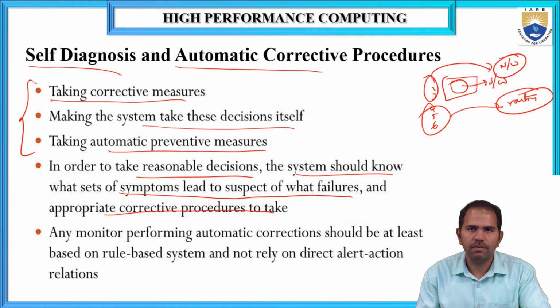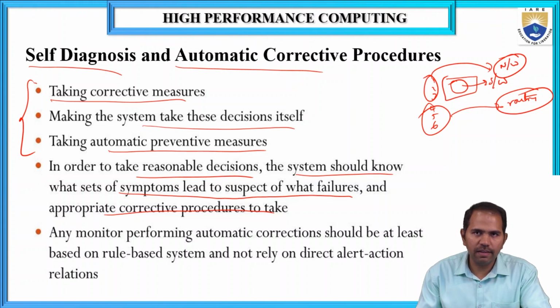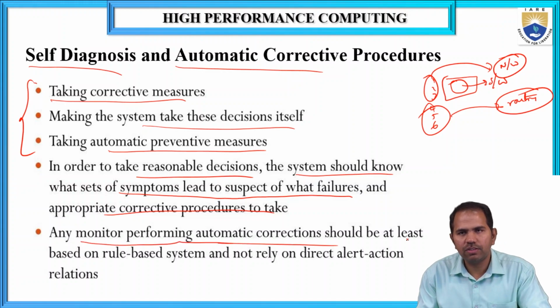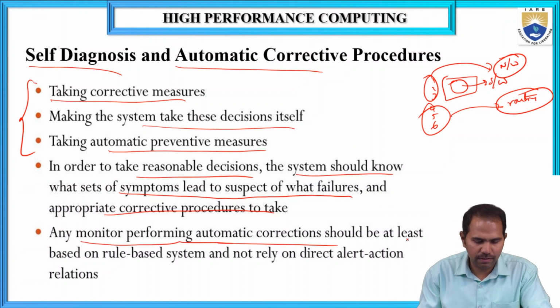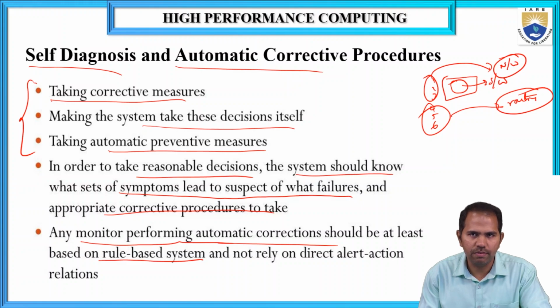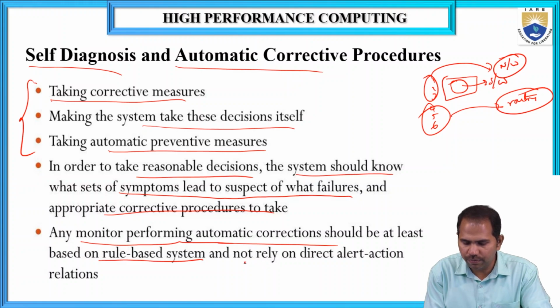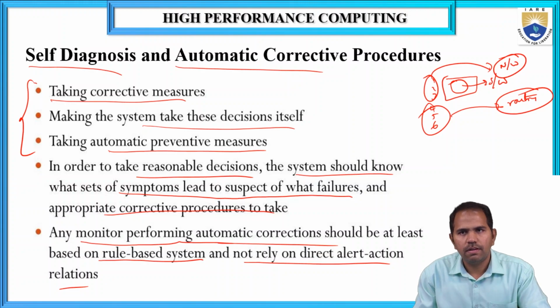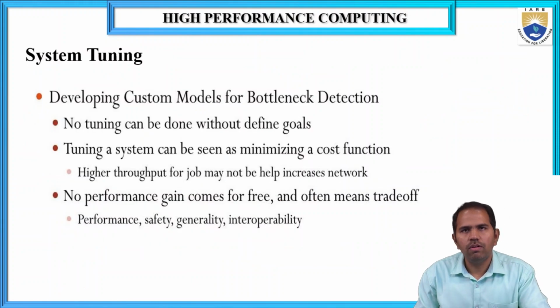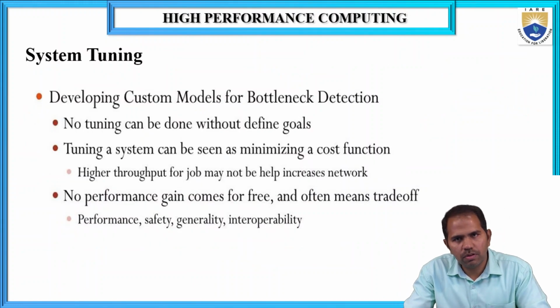Now the second thing is that performing automatic correction should be at least based on a rule-based system, and not rely on direct alert-action relations. So this is the talk about self-diagnosis and automatic corrective procedures.